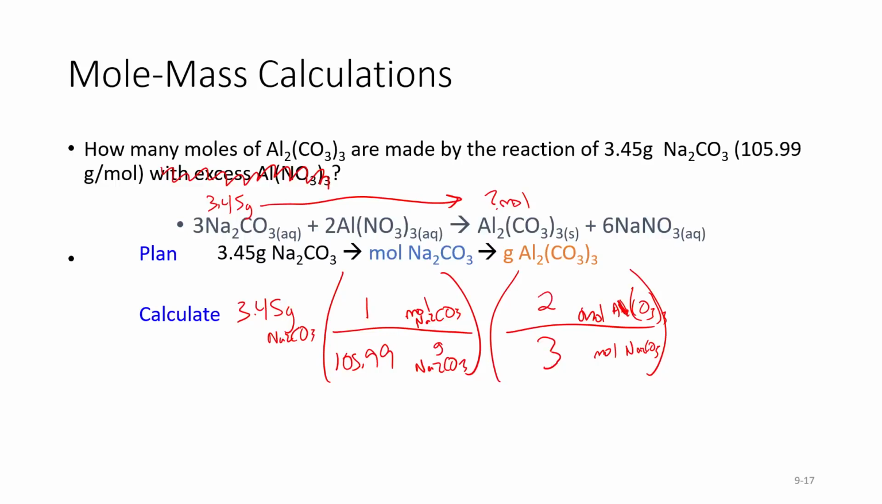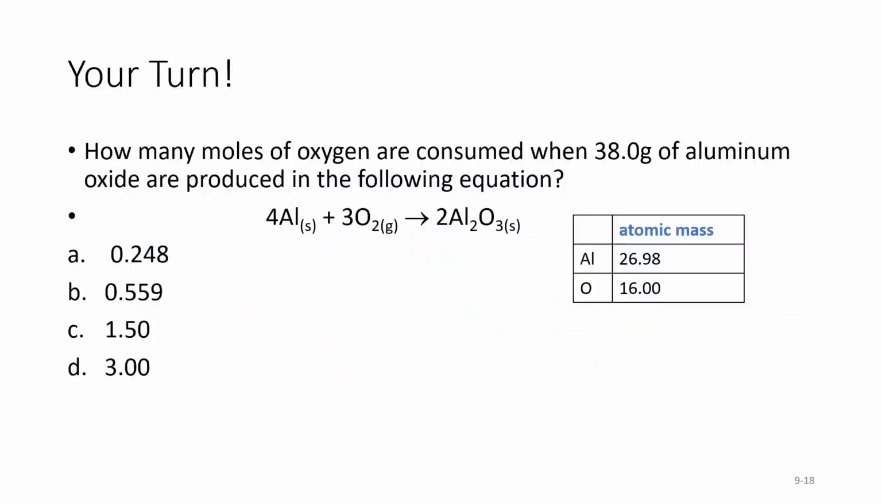So we're going to multiply across the top, divide away the bottom. So I'm going to do parentheses 3.45 times 2, close the parentheses, divided by parentheses 105.99 times 3, close the parentheses. And we end up with 0.0217 moles. You can go ahead and pause the video, work through this one.